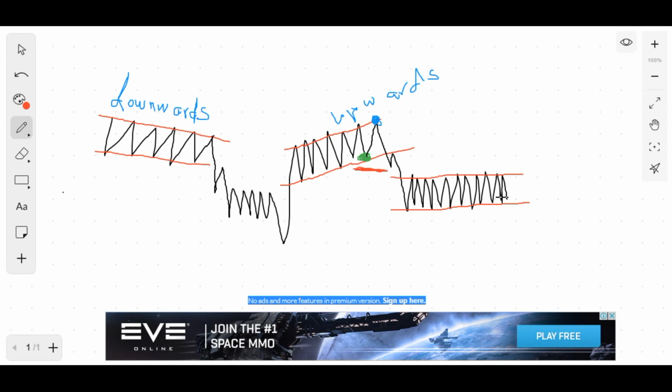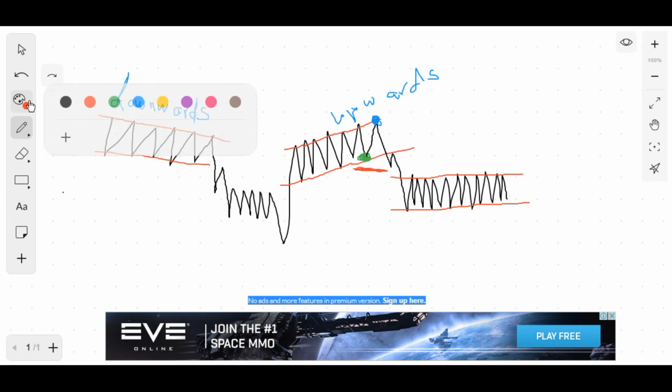Okay, so what you have to do when you see something like this, it is consolidating, it is neither an upwards trend or downwards trend, is you have to wait for a breakout. When we say breakout, we mean it has broken out of our trend lines. Okay, so let's continue and see what breakouts are. So you wait for something like this.